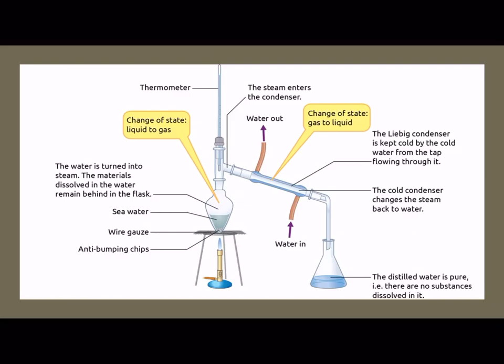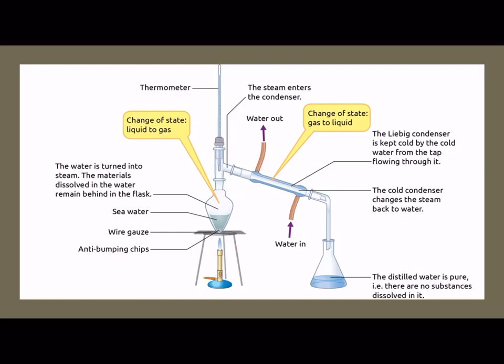So first thing we do is we would set this piece of equipment up. Now, normally what you would have is two clamp stands, but they're not shown here just to make it easier to visualize. So water is pumped in through the outside of the Liebig condenser from the bottom, and it is pumped back out at the top. You would place the water and salt mixture into this pear-shaped flask.